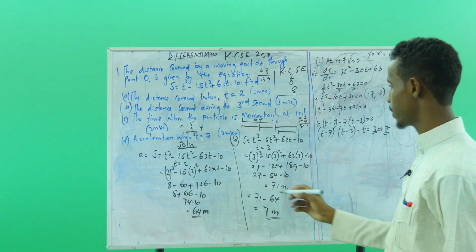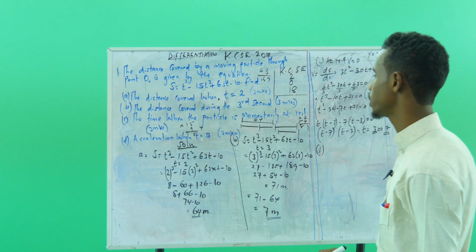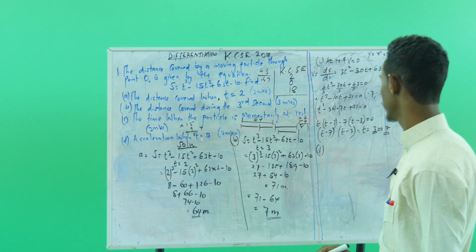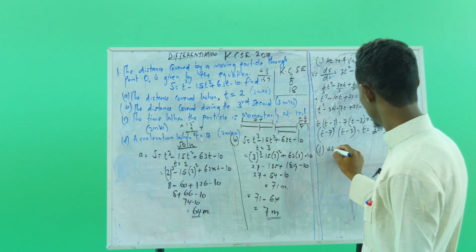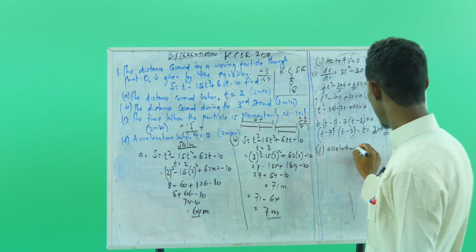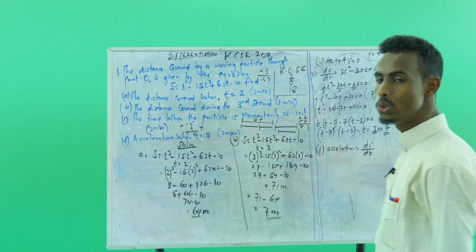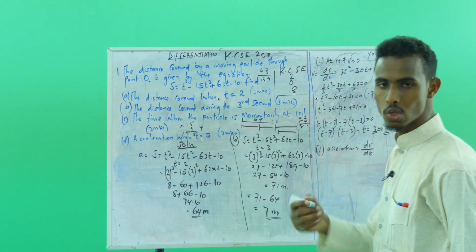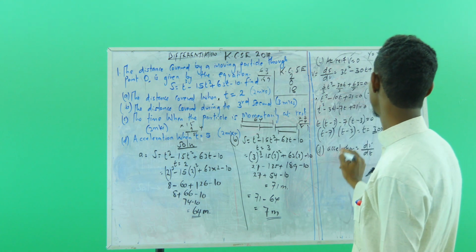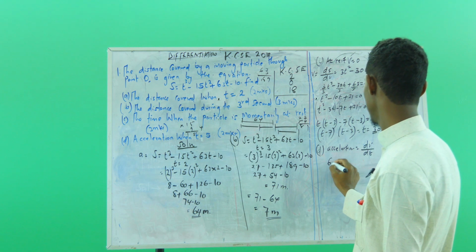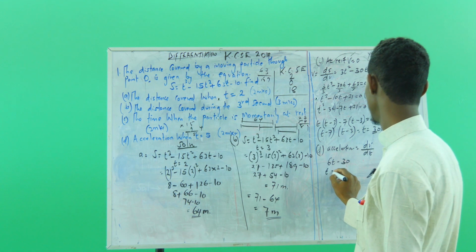Now, let's go to the last part of the question, part D. Part D of the question is acceleration when t is equal to 5. Now, class, when t is equal to 5, acceleration is gotten by dv over dt. You differentiate the velocity so that you can get the acceleration. And that will be 6t minus 30. And t is equal to 5.